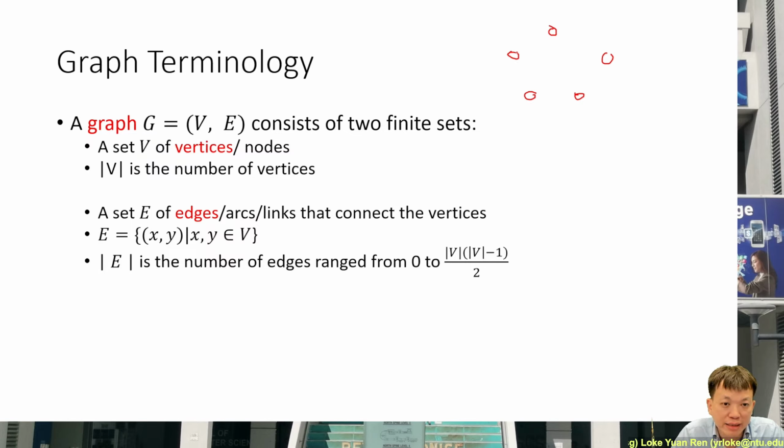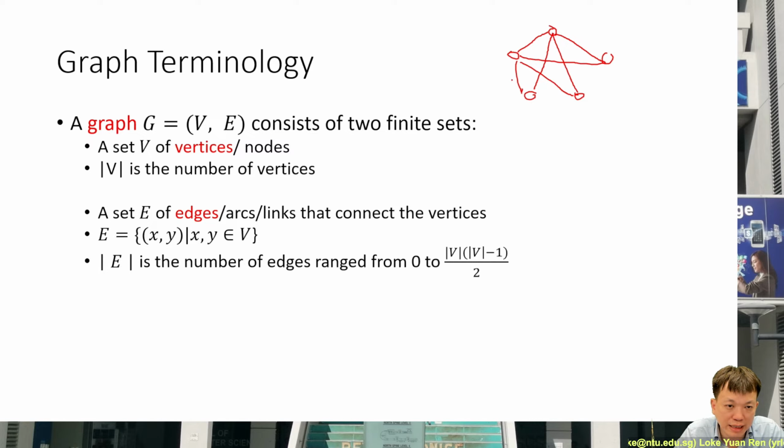Maximum means, in this scenario, every vertex can connect up to 4. In 5 vertices, each of them can connect to the other 4. That's why it's V times V minus 1, divided by 2. So everyone can connect. This one is already included. Yeah, definitely there's a repeated one.